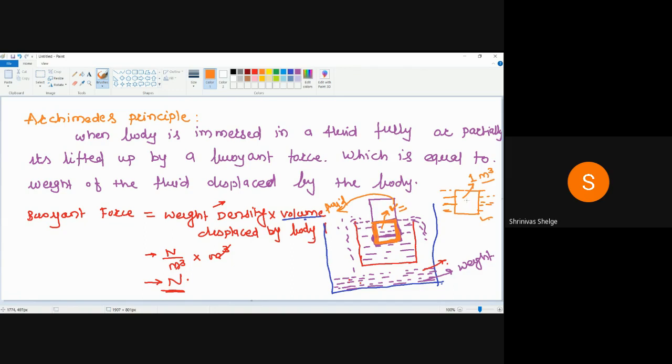So obviously, the volume of the fluid displaced by the body will be what? 1 meter cube. Or else I am going to give another example so that you will understand again.